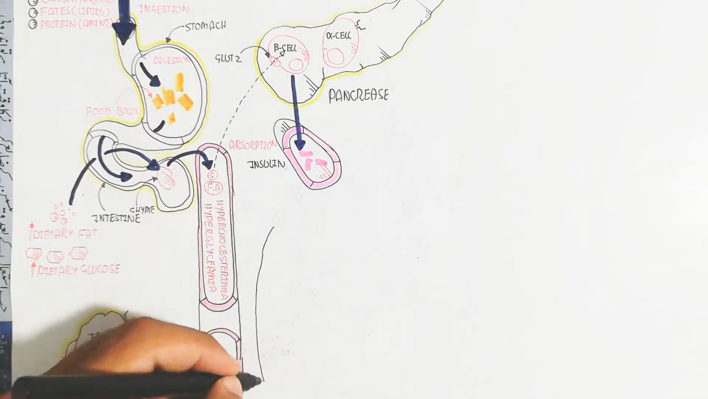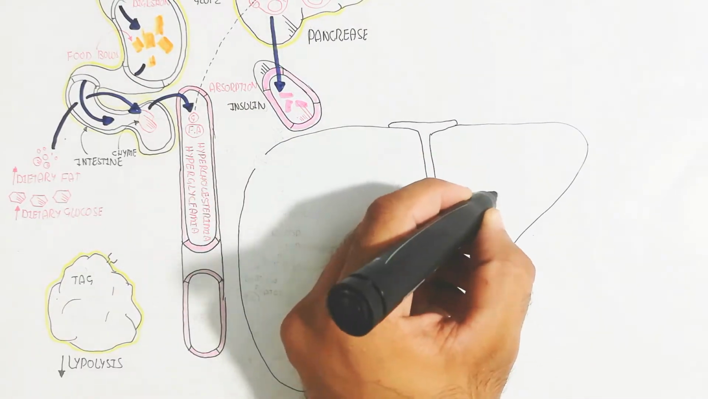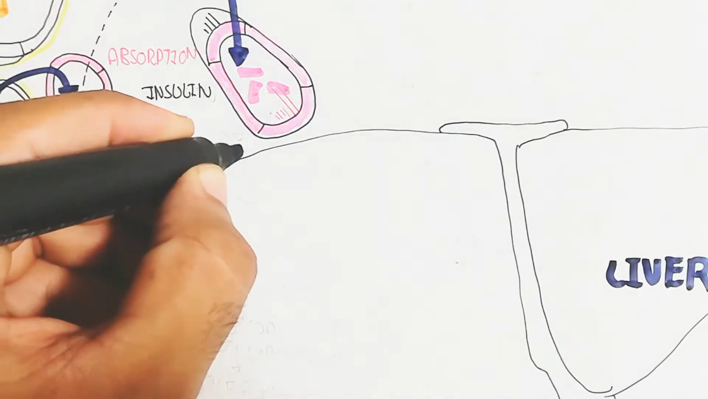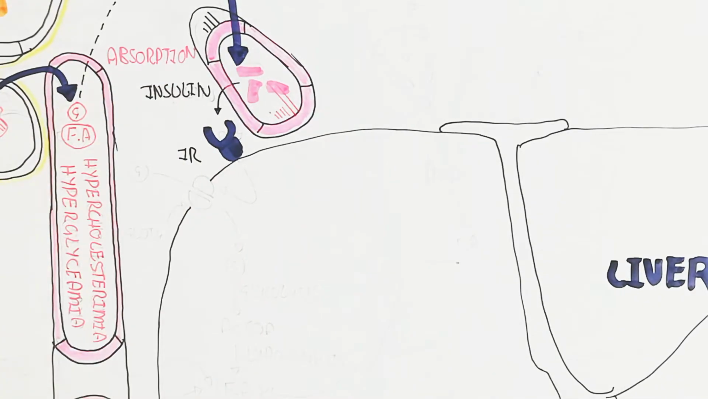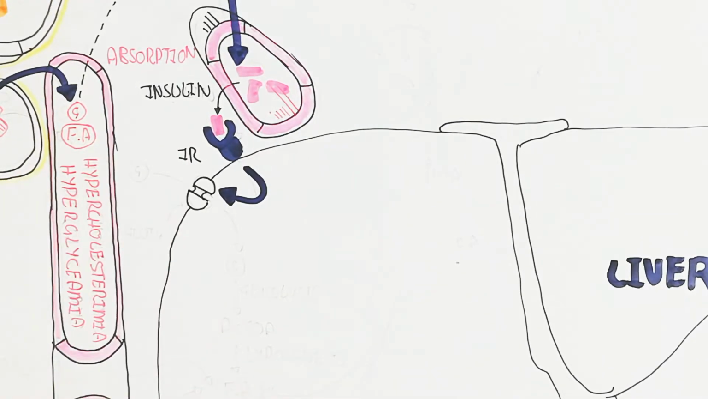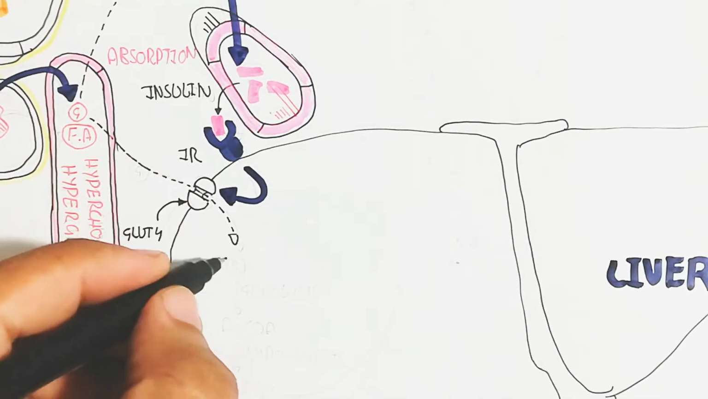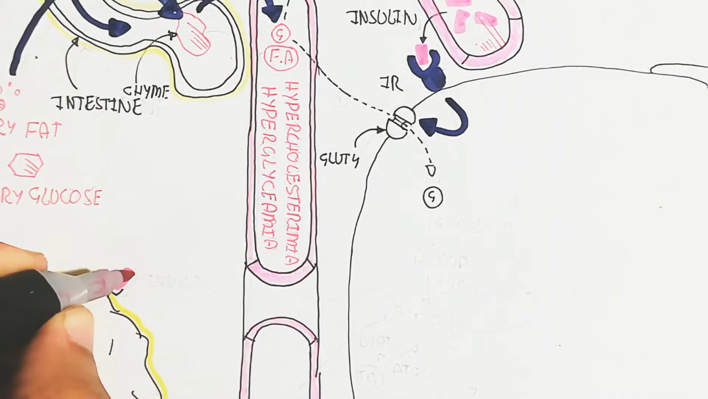So this is the pancreas. After going into the blood circulatory system, this is the liver. The liver contains the insulin receptor, which binds with insulin and leads to opening of the GLUT4 channel for influx of glucose, in this way by facilitated transport. After this, glucose moves inside and goes through glycolysis to produce acetyl-CoA, and the acetyl-CoA is used in the mitochondria. On the other hand, lipogenesis will occur.